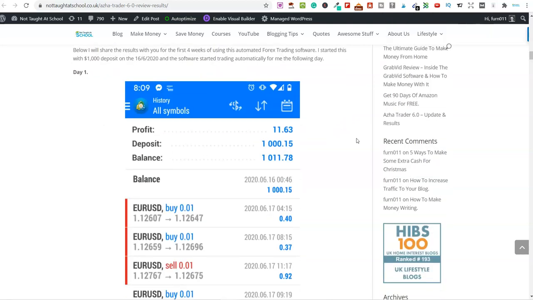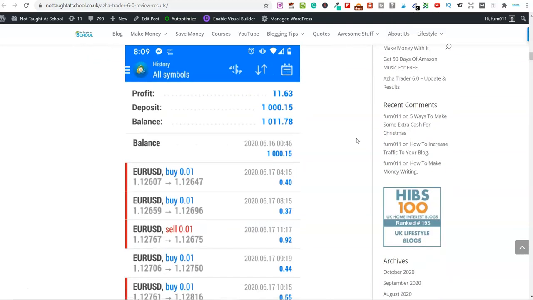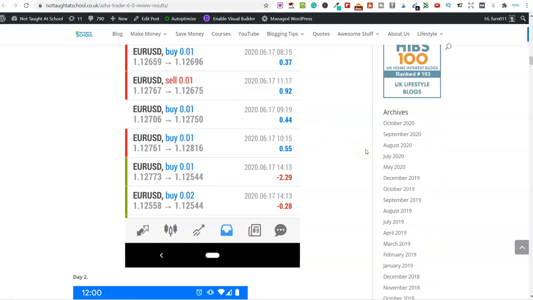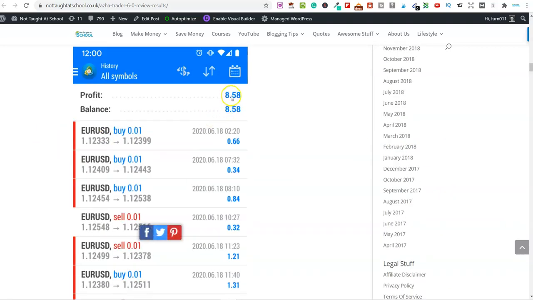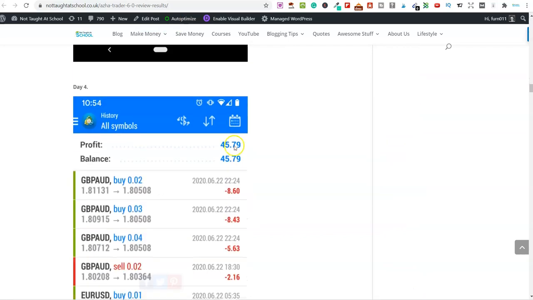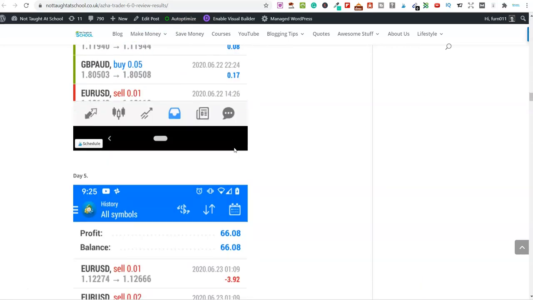Now it was new at the time for me, so every single day I was taking a screenshot. So you can see here, I deposited $1,000, and at the end of the first day, as you can see here, day one, I earned $11.63, doing nothing. Come down here, day two, I earned $8. Day three, $24. Day 4, 45, that was a good day.